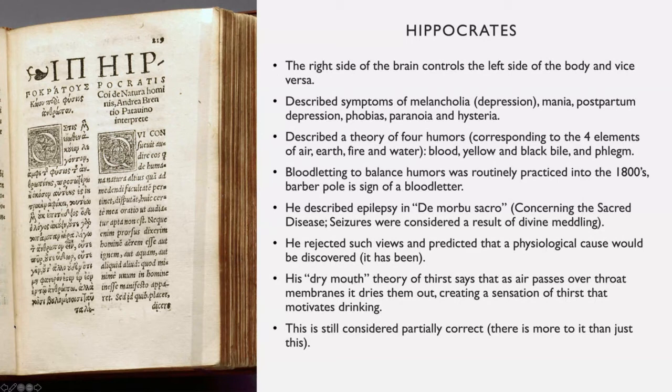He developed the dry mouth theory. The theory says that when air passes over the throat, it would dry the throat, and that would create the sensation of thirst to motivate drinking. It's not very far away from the truth. He didn't know that there was angiotensin 2 or antidiuretic hormone, nothing like that. But this is what he discovered back then.